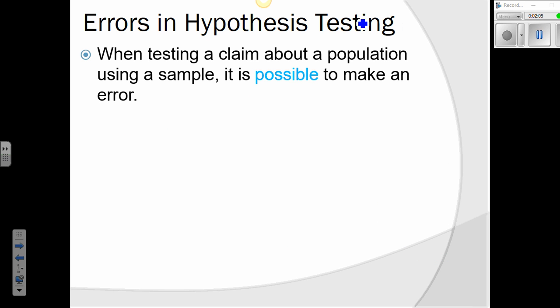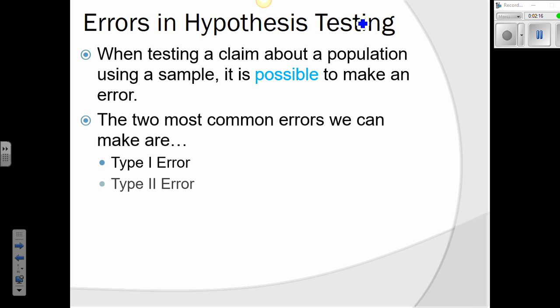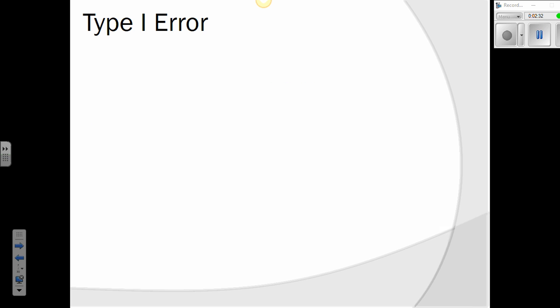Okay. When testing a claim about a population using a sample, it's possible you could have made an error. The two most common types of errors that you can make are what is referred to as type 1 error and type 2 error. So there's going to be type 1 error and type 2 error. And there is obviously a difference between the two, right? But that's what we're going to call them. So this is going to be type 1 error and type 2 error.